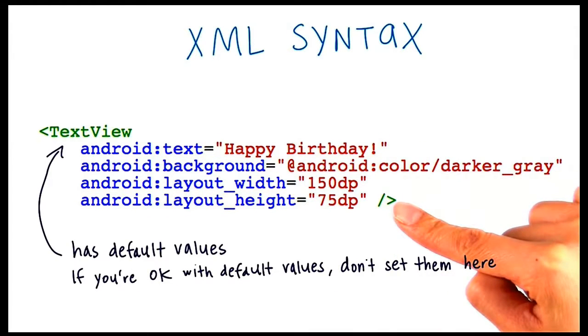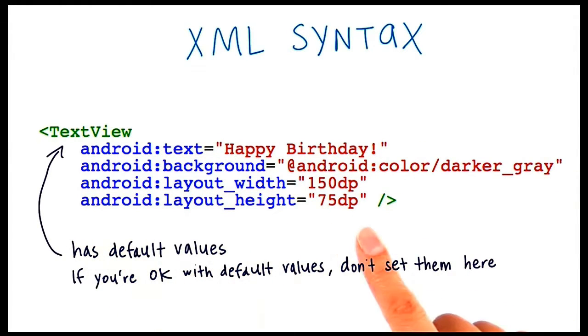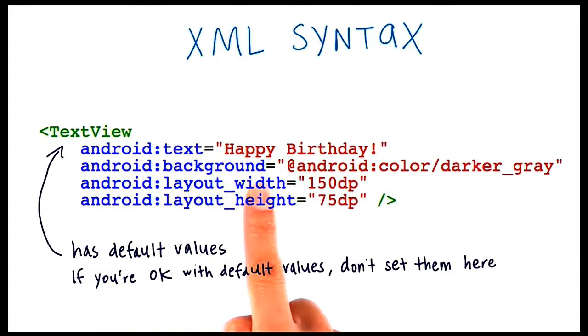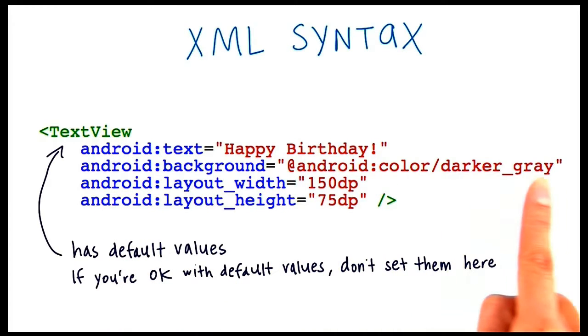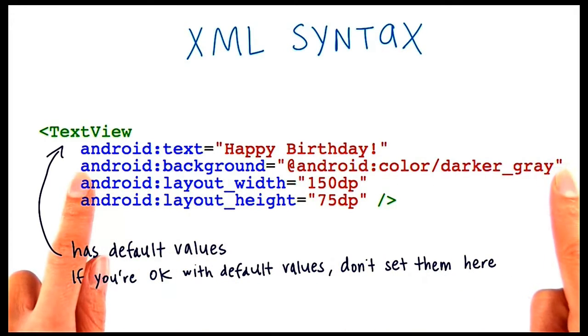All of these attributes have default values, and there are attributes that we didn't even list here. That's because the text view has default values for all of its attributes. If you're okay with the default values, then you don't need to set them here. You should only write lines of code here that you want to be different than the default values. For example, the default background color for a text view is a transparent color, but we wanted to set it to be a darker gray color, so that's why we have this line of code here.